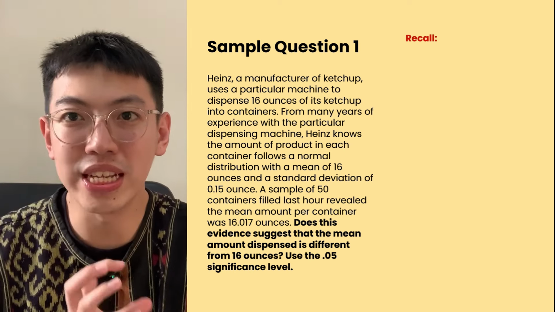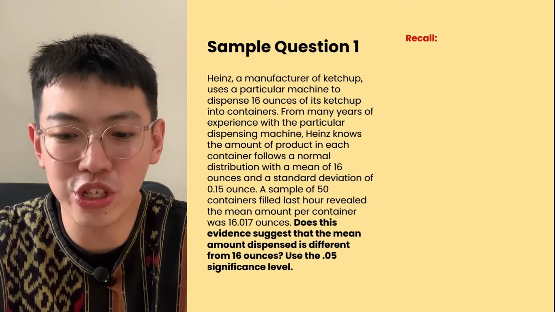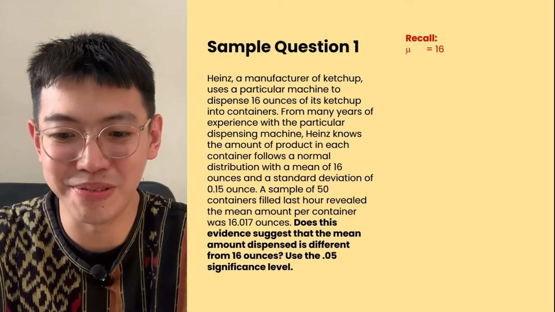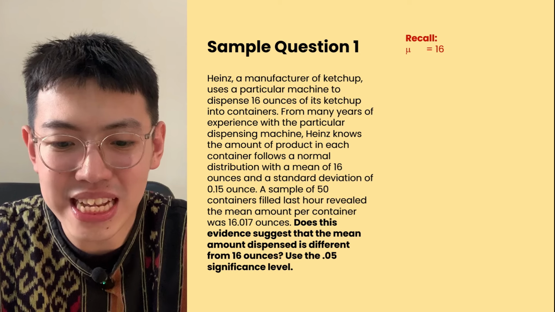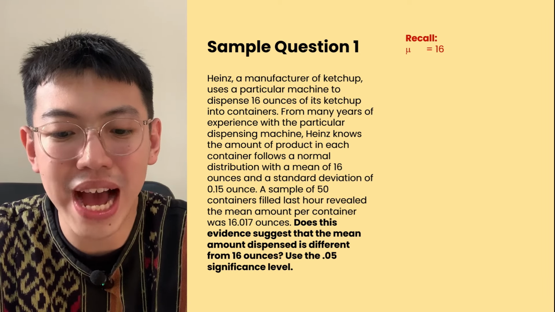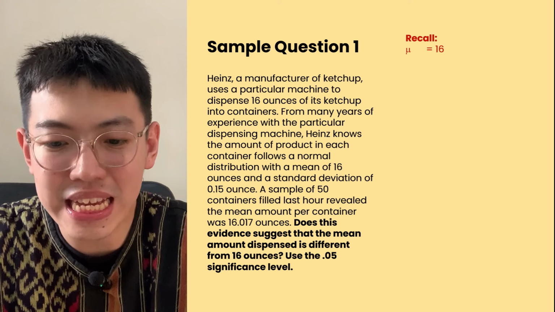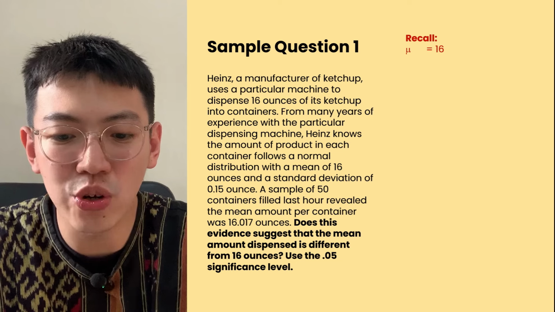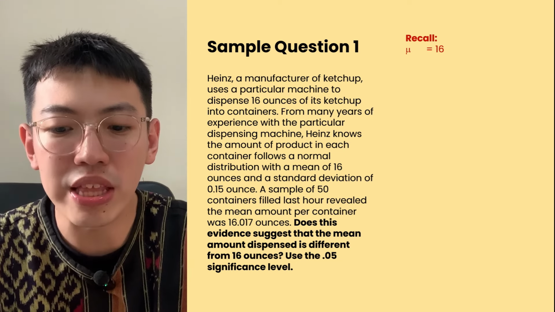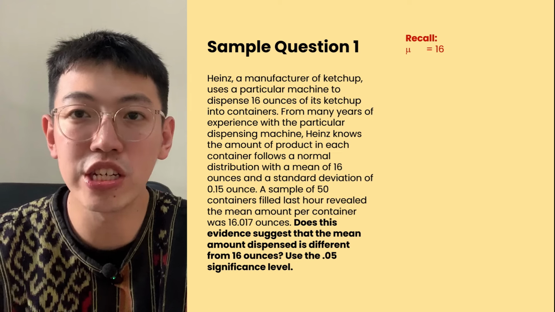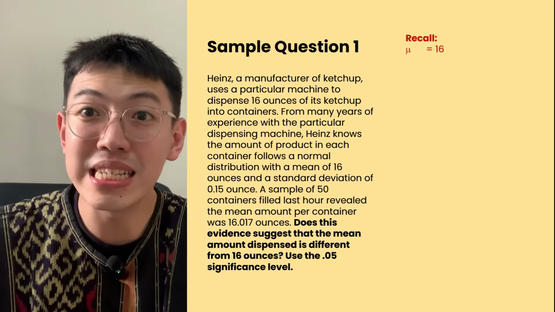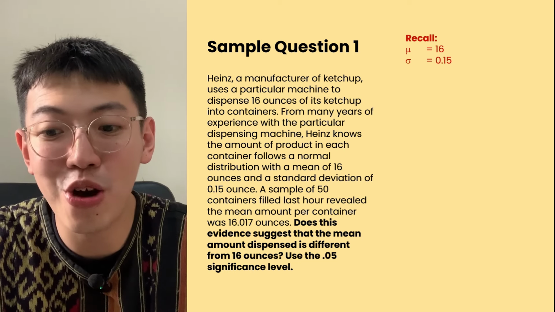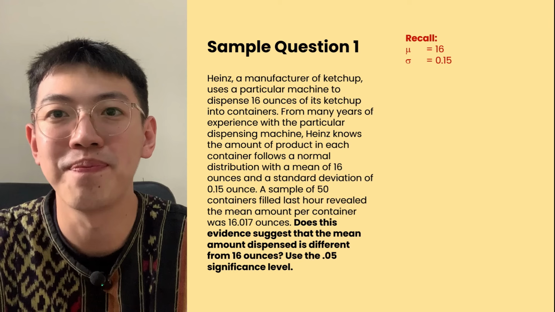Based on this question, we can recall that the population mean is 16. So mu equals 16. And then, stated here, a standard deviation of 0.15 ounce. This is the population standard deviation, because it is stated that Heinz knows the amount of product in each container follows a normal distribution with a mean of 16 ounce and a standard deviation of 0.15 ounce. This is the population data. So the population standard deviation, small sigma, is 0.15.